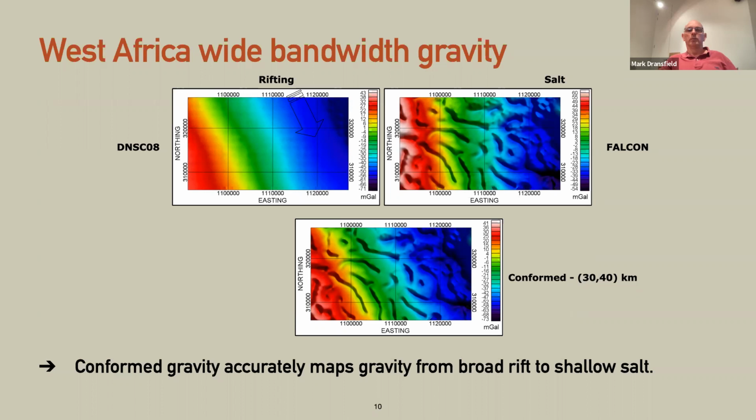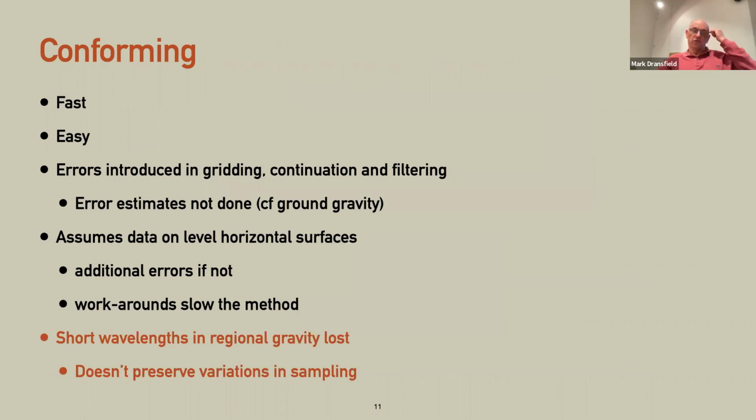It's okay, we perform the conforming process, join the two together, and you get the bottom image with the best of both worlds. So the conformed gravity is now accurately mapping the gravity from the broad rift zone signal right through to the very shallow salt signal. The simple method gives us a very good result. So it's fast and it's easy.